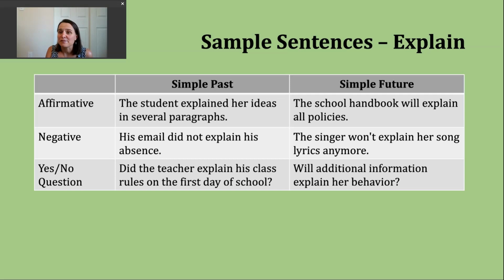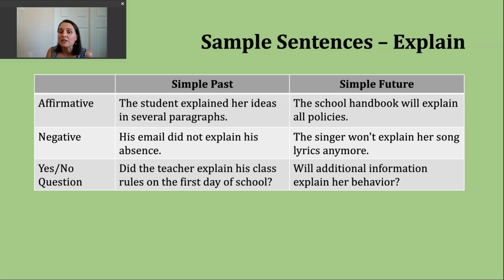If you want to make a negative simple future sentence, you can use not between will and the base verb. You might hear some people use the contraction won't. You can see that in the example sentence. The singer won't explain her song lyrics anymore. I saw this as I was reading recently, and someone was suggesting, I'm not going to talk about why I wrote a particular song or what my inspiration was. I'm done, right? So going forward into the future, I will not do this particular action.